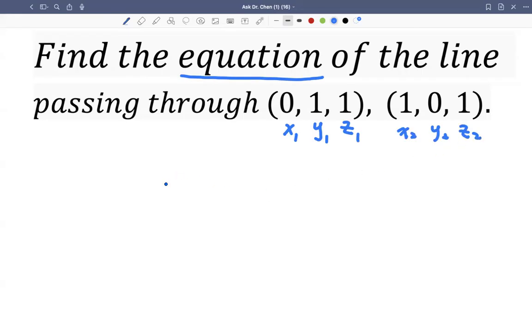So in algebra, we know that given 2 points in 2 dimensions, let's say 0, 1 and 1, 0, we can find a line in 2 dimensions, right? We can find the slope. Then we can use the point-slope formula or slope-intercept formula to represent the line. But this is 3-dimensional. So what do we do?